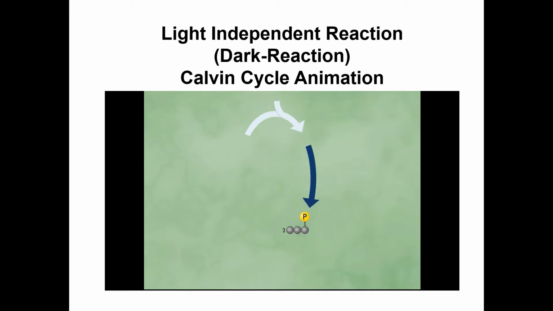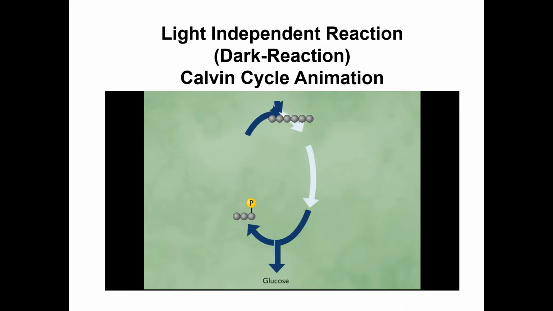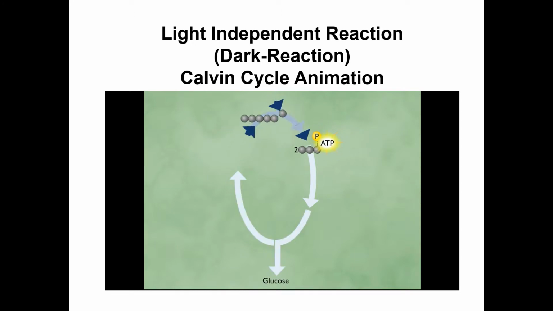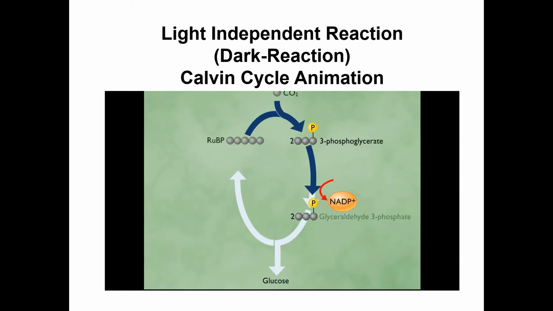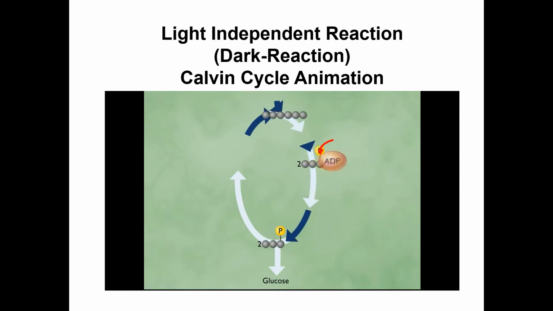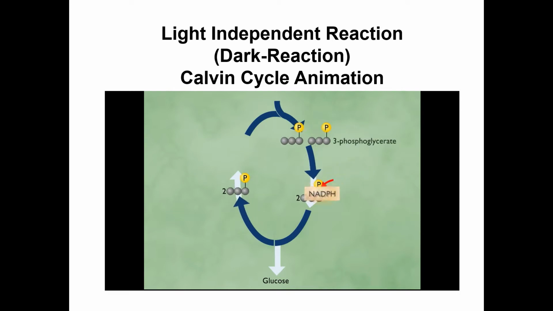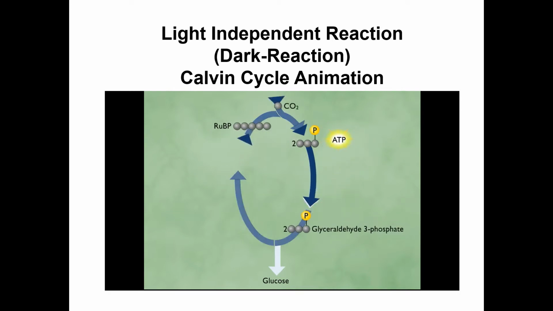When several of these glyceraldehyde 3-phosphate molecules have been produced, some combine to make glucose, while others are reused in the Calvin cycle. To generate an entire new glucose molecule, the cycle has to turn several times, because each turn of the cycle adds only one carbon atom from each molecule of carbon dioxide.